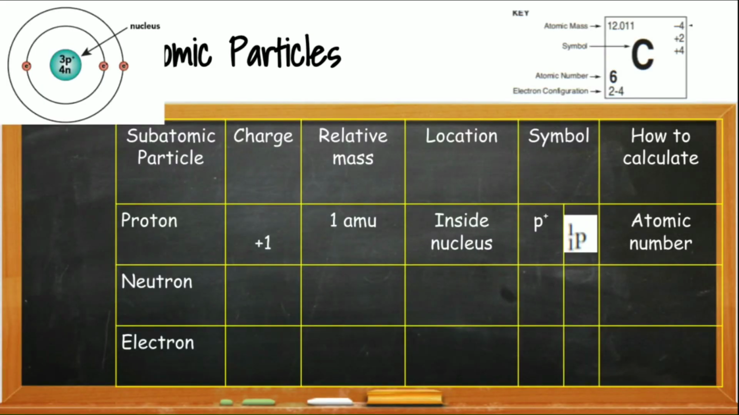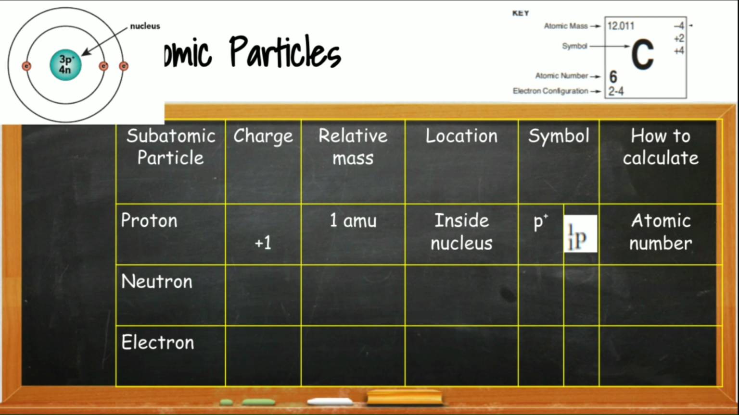So hopefully the three major subatomic particles are review for you from middle school. But if not, that's okay. You need to make sure that you know all of this material about the three major subatomic particles, the proton, the neutron, and the electron.